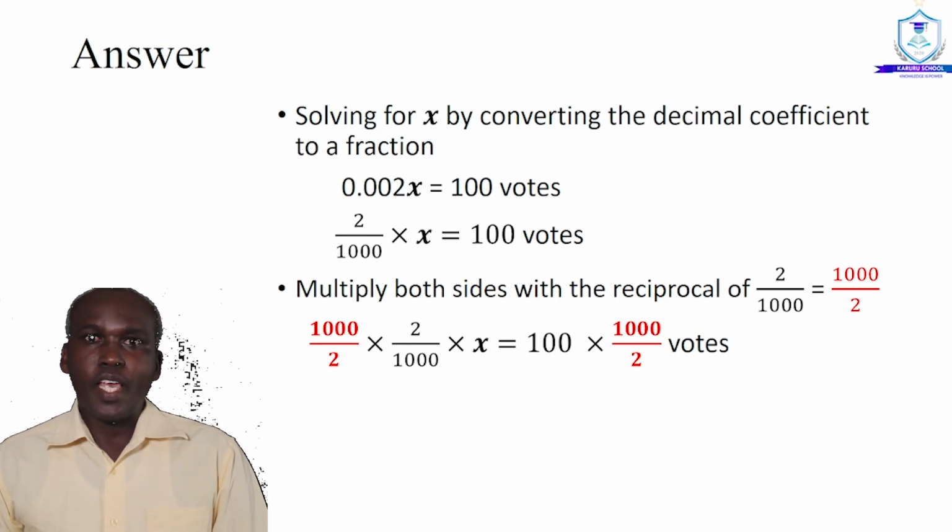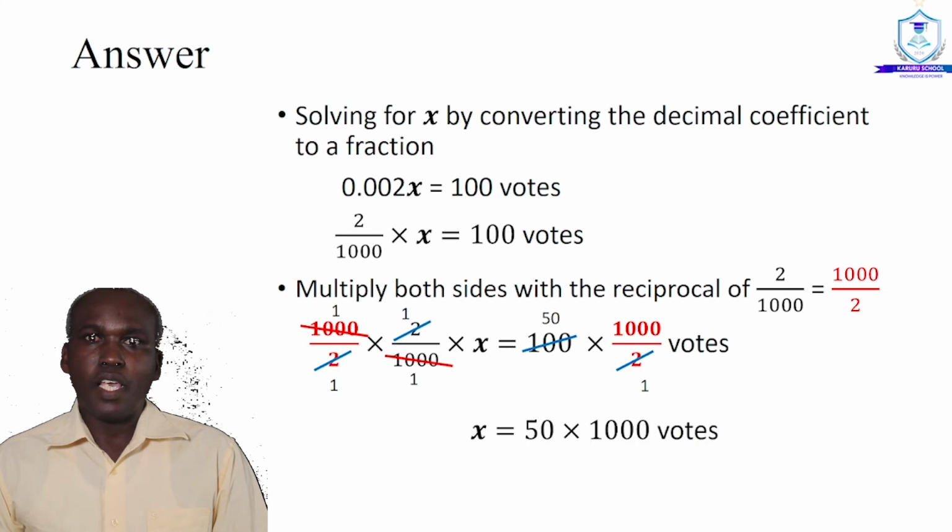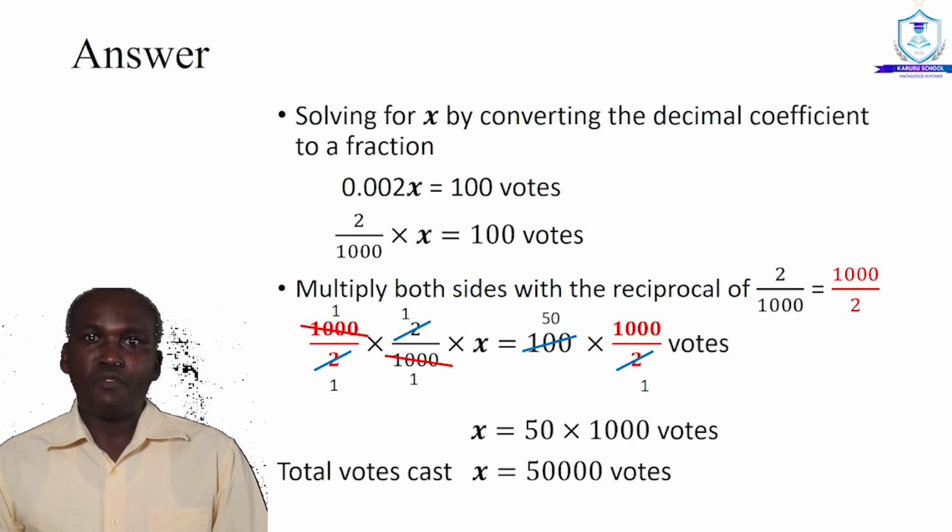We then simplify the equation by cancelling out the common numbers. Cancel by 1000 to get 1, cancel by 2 to get 1, cancel by 2 to get 50 and 1 respectively. This yields the equation x equals 50 multiplied by 1000 votes. Upon simplification, the value for x becomes x equals 50,000 votes. This means that the total number of votes cast was 50,000.